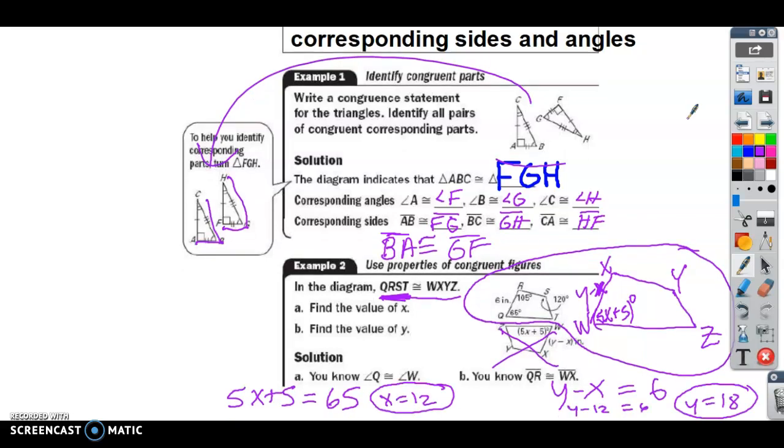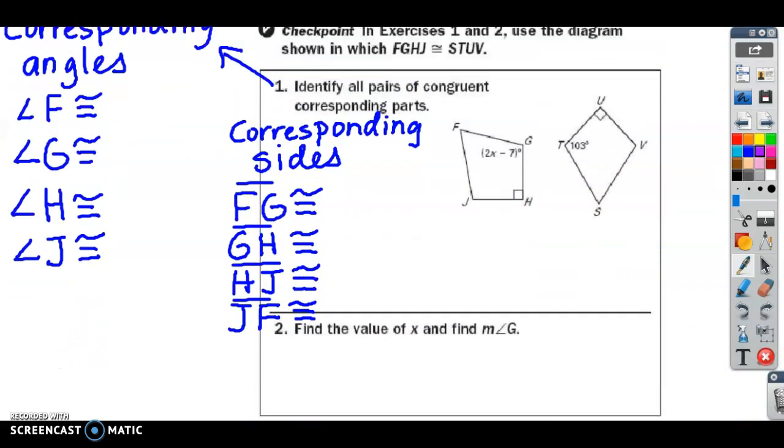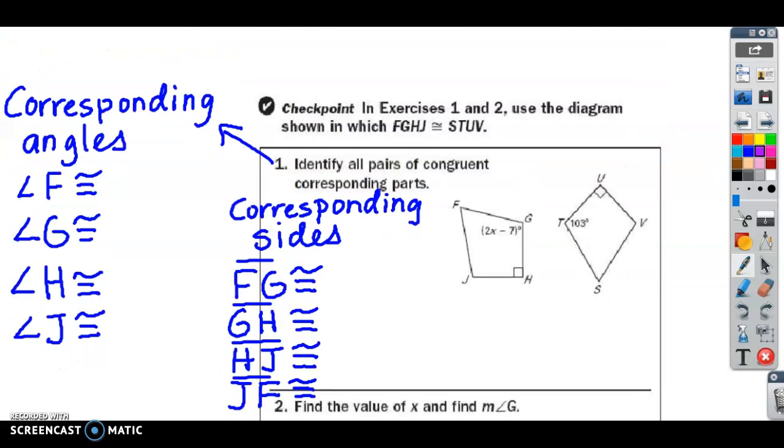Okay, take a look at my answers. I got x is 12 when I subtracted 5 from both sides and then divided both sides by 5. And now we're going to use that 12 and plug it in for x. y minus 12 should equal 6. Add 12 to both sides, we get the y value is 18. And I think we've answered both of those questions. Moving on. Do these checkpoints, and then I'll give you the answers.